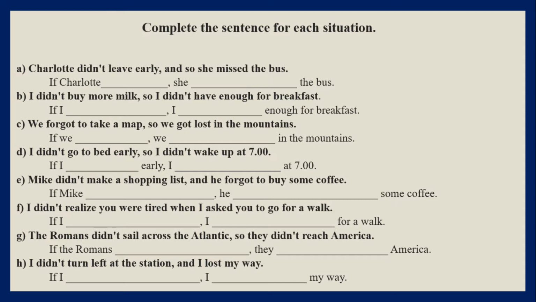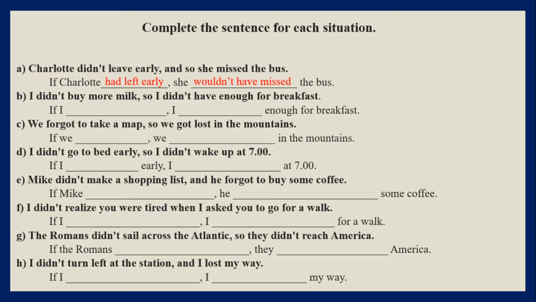Complete the sentence for each situation. A. Again, I recommend you could pause the video, write the answers, then we could check them together. A. Charlotte didn't leave early, so she missed the bus. We are talking about an imaginary situation in the past. So we use third conditional. If Charlotte had left early, past perfect, she wouldn't have missed the bus.